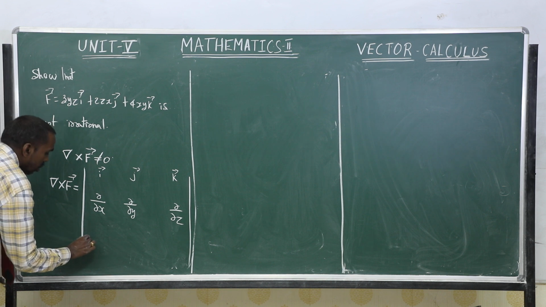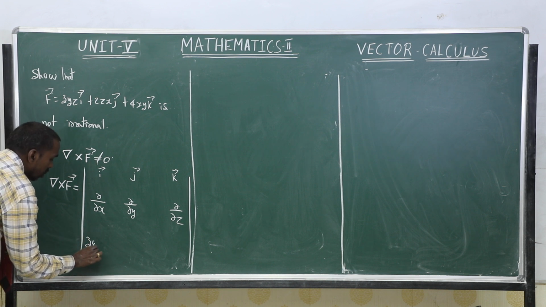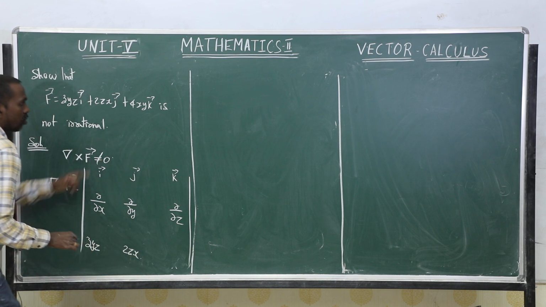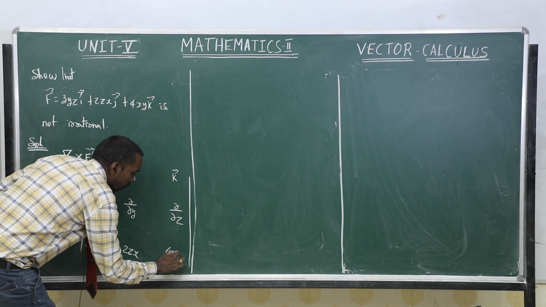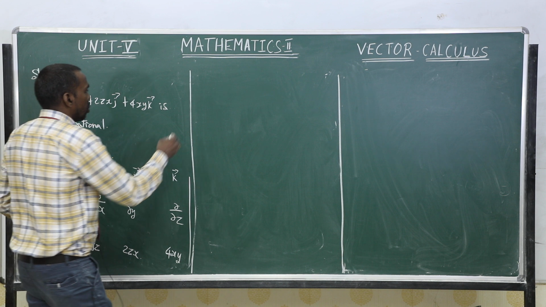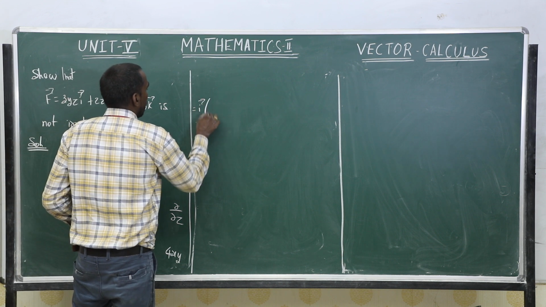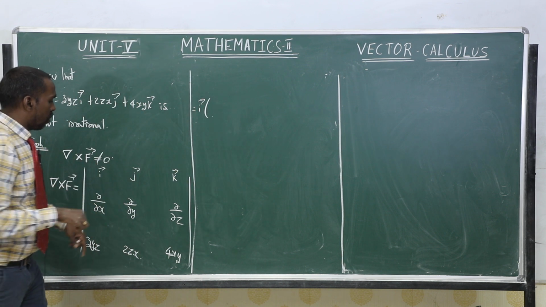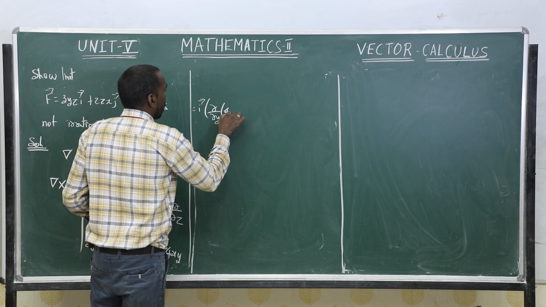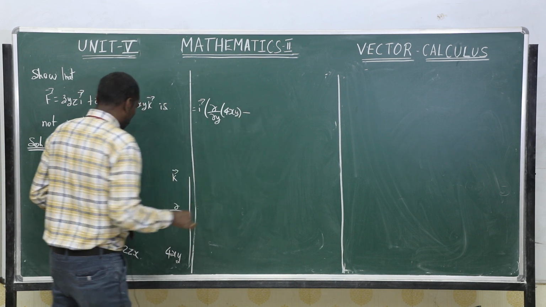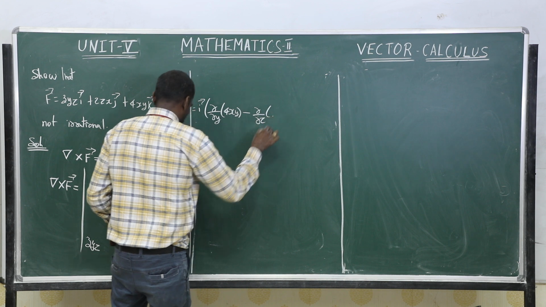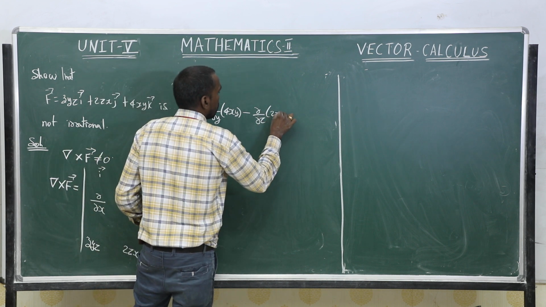Then here 3yz, next 2zx, and here 4xy. Now I should find the determinant of this matrix. So here i vector into dou by dou y of 4xy, minus dou by dou z of 2zx.